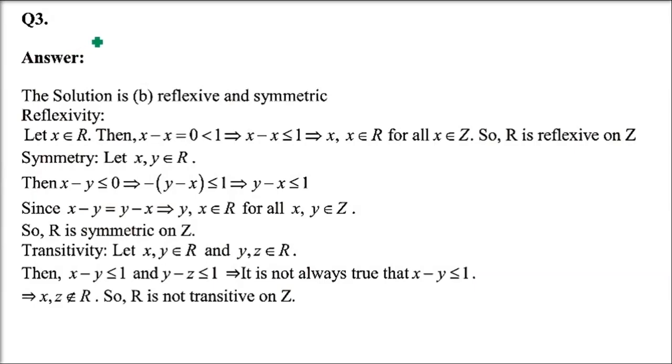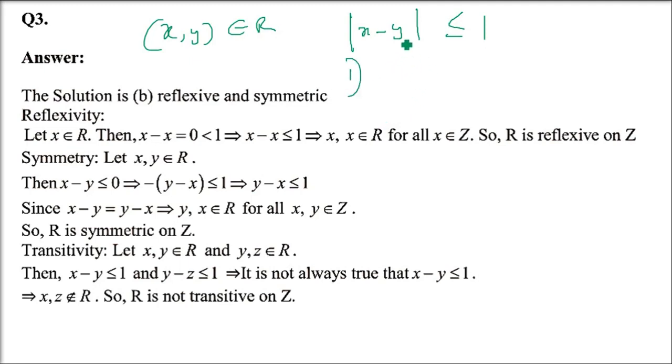Question number 3. R is a relation on the set Z of integers and it is given by (x, y) belongs to R implying mod of x minus y is less than or equal to 1. Four options are given, so we'll take them one by one.